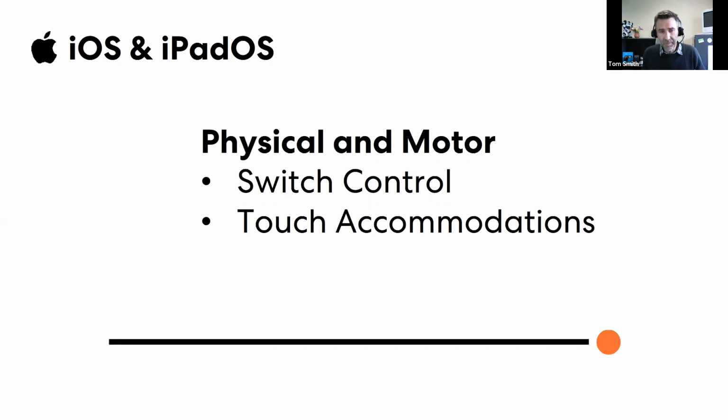So within physical and motor, these are often categorized for people that have more physical disabilities. Probably the main one in there is what are called switch controls. That's a way of navigating your iPad using switches. You can get them as third-party devices. The one I've seen is called a Big Mac, and it's a big button. It means you can do everything on the iPad just by pressing one single button, which still blows my mind that you can actually do.